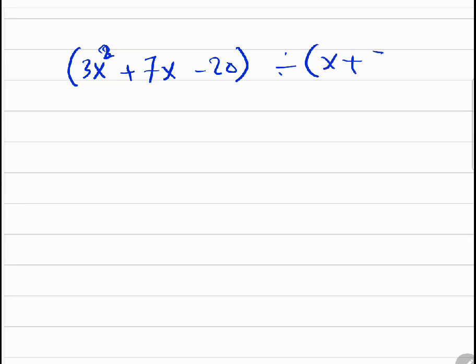Now let's move on to our third example. 3x squared plus 7x minus 20 divided by x plus 5. Go ahead and divide these two using synthetic division. So first, let's set x plus 5 equal to 0. So if we subtract both sides by 5, we're going to use negative 5.